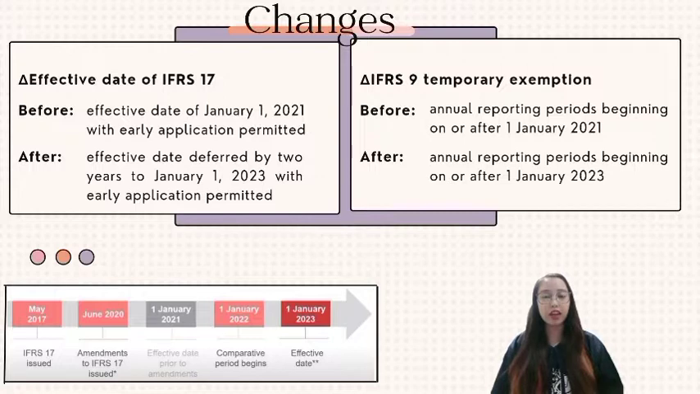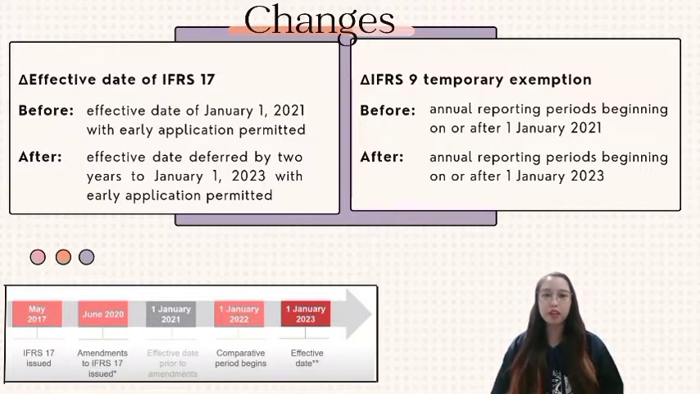So una po is the effective date of IFRS 17 and the IFRS 9 temporary exemption. So effective date of IFRS 9 before effective date of January 1, 2021 with early application permitted, and after effective date deferred by 2 years to January 1, 2023 with early application permitted. IFRS 9 temporary exemption before annual reporting periods beginning on or after January 1, 2021 and after annual reporting periods beginning on or after January 1, 2023.